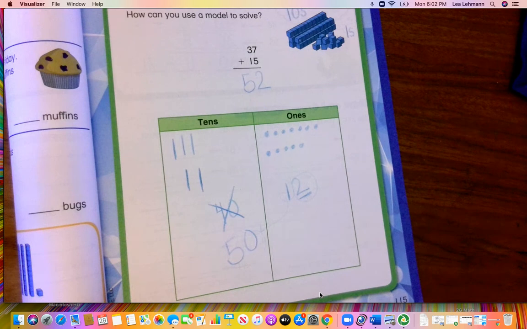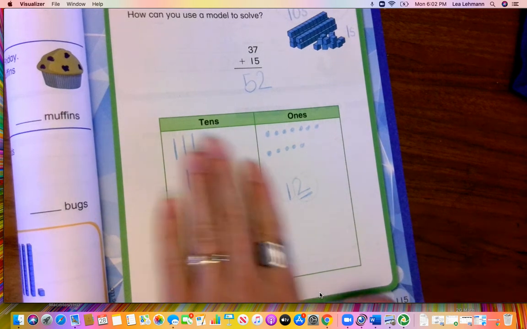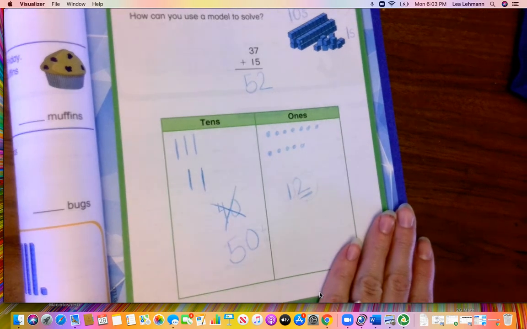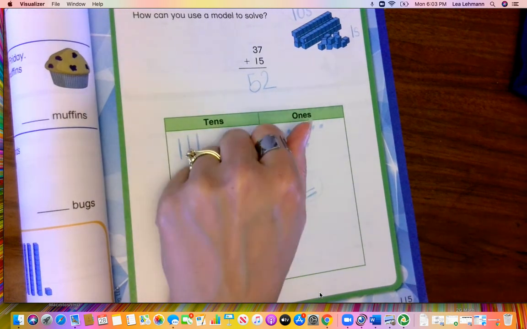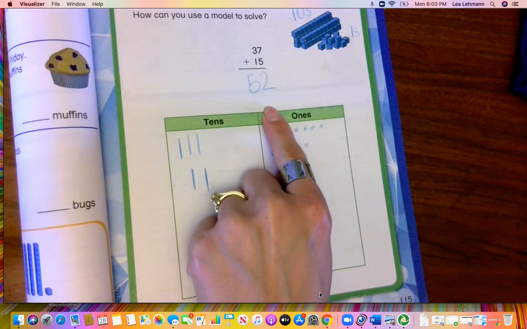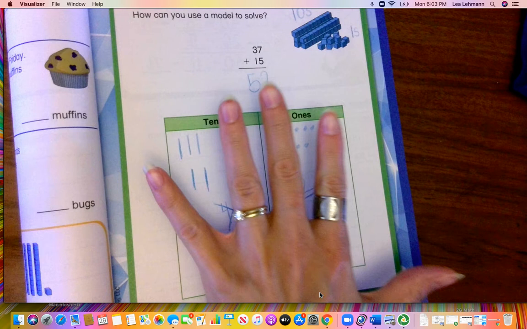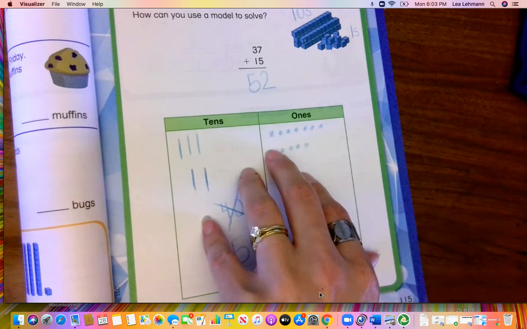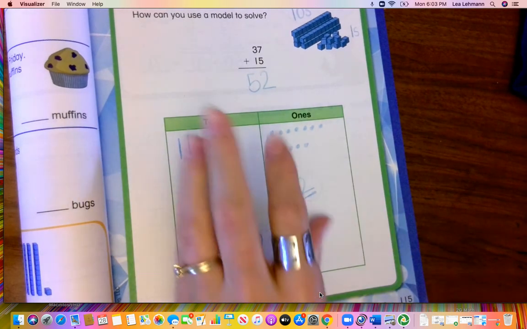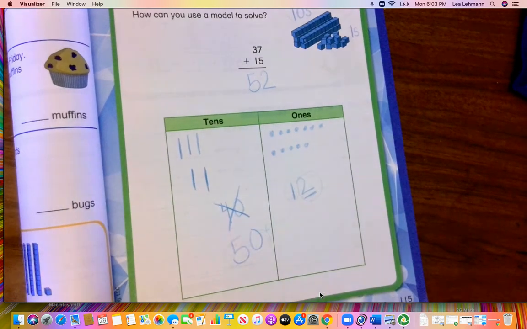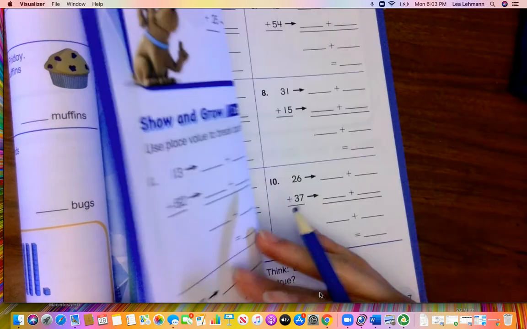Now, this is just a way we can use our base 10 blocks. You could have written this equation side by side, but they wrote this one up and down. This is just one way to solve equations. We're going to practice that today, using tens and ones, and then combining them. Okay, let's turn the page.